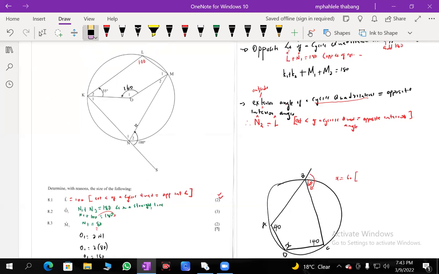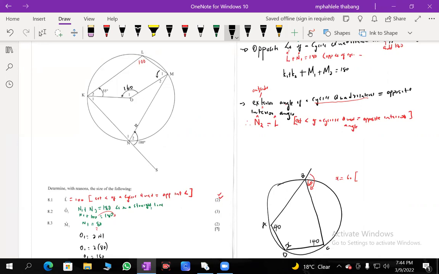Angle M1, 2 marks. It's not difficult. M1 is equal to 45.